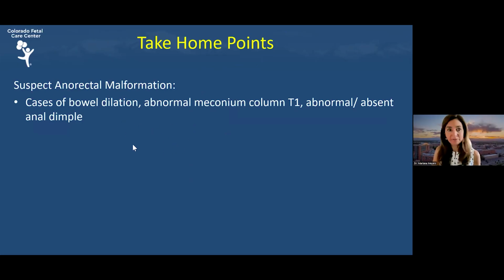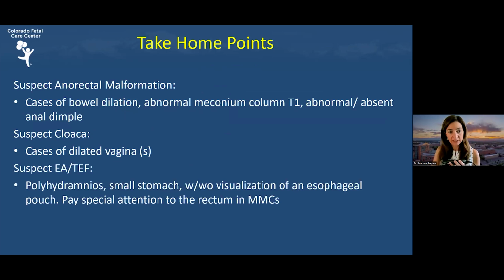Okay, just to briefly summarize. Suspect rectal malformations when you see bowel dilatation, abnormal meconium in T1, abnormal or absent anal dimple. Suspect cloaca if you see dilated vagina, particularly if you see two, for didelphys. Suspect TEF from indirect signs. We're not that great. And don't forget about the anal dimple.